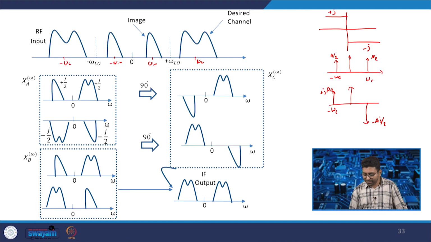So, what will happen is that your positive frequency will be added, so minus, and one more thing: this is omega c and this is minus omega c. If you go to the positive frequency, this will be multiplied with plus jA by 2, because let us say if this is 2.4 gigahertz and this is 2.3 gigahertz, then your omega c will be like this, omega c minus omega LO.